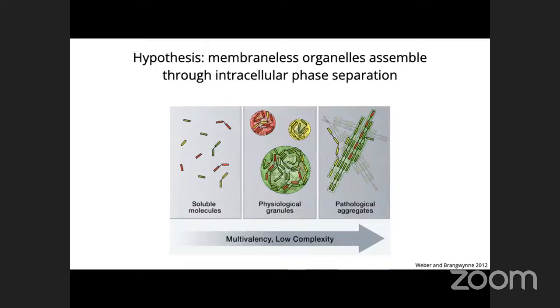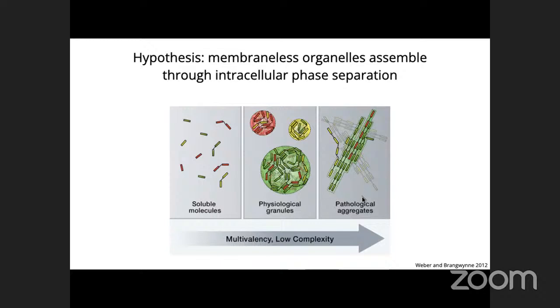When I started in this field, we hypothesized, based on the evidence that I just discussed with you, that membraneless organelles assemble through an intracellular phase separation. The concept is, we have soluble molecules, and if they're univalent or bivalent, they won't have enough hands to hold each other together. But if we increase the valency or the low complexity, then there are enough weak interactions to hold the molecules together, even if they're transiently binding and unbinding. They'll still come together in this high concentration region.